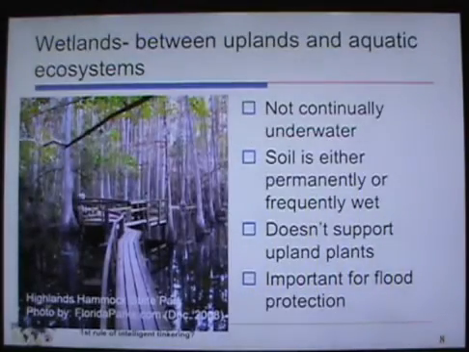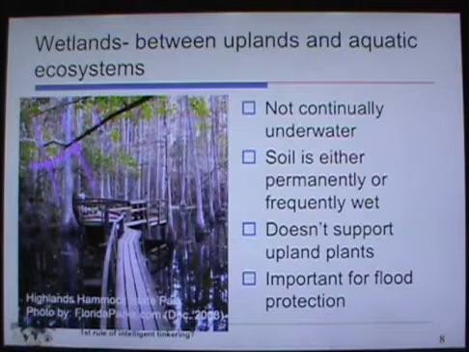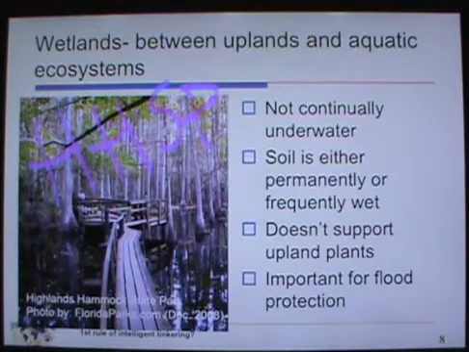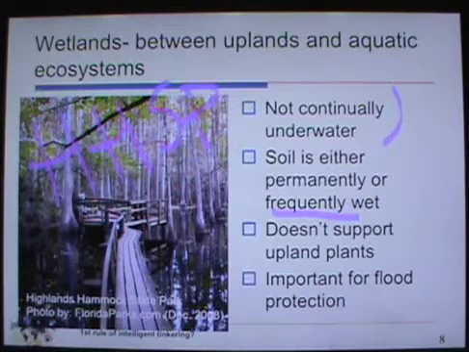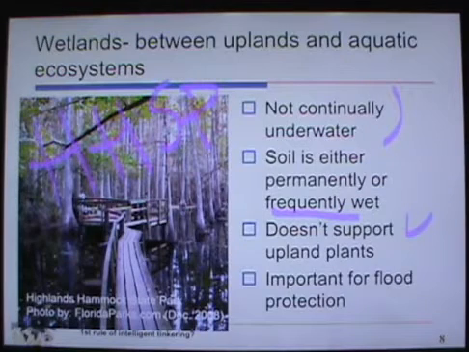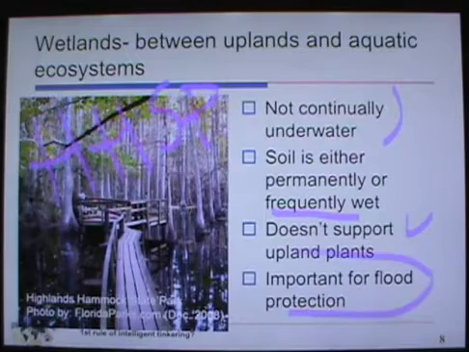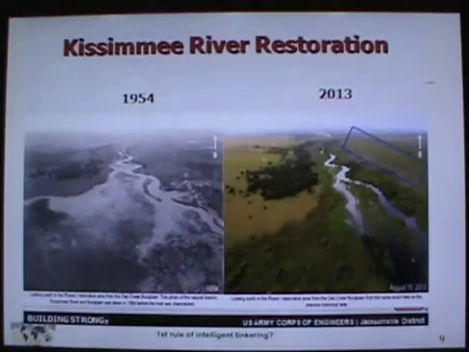Wetlands. Moving a little bit downstream, this is actually Highlands Hammock State Park, HHSP for short, because my handwriting's not that great. But wetlands are not continually underwater. It's wet land. The soil, though, is either permanently or frequently wet. Doesn't support upland plants. You won't find big honking oak trees and stuff like that, or you'll find some smaller trees. Most of this is cypress. But wetlands are very important in terms of flood protection.